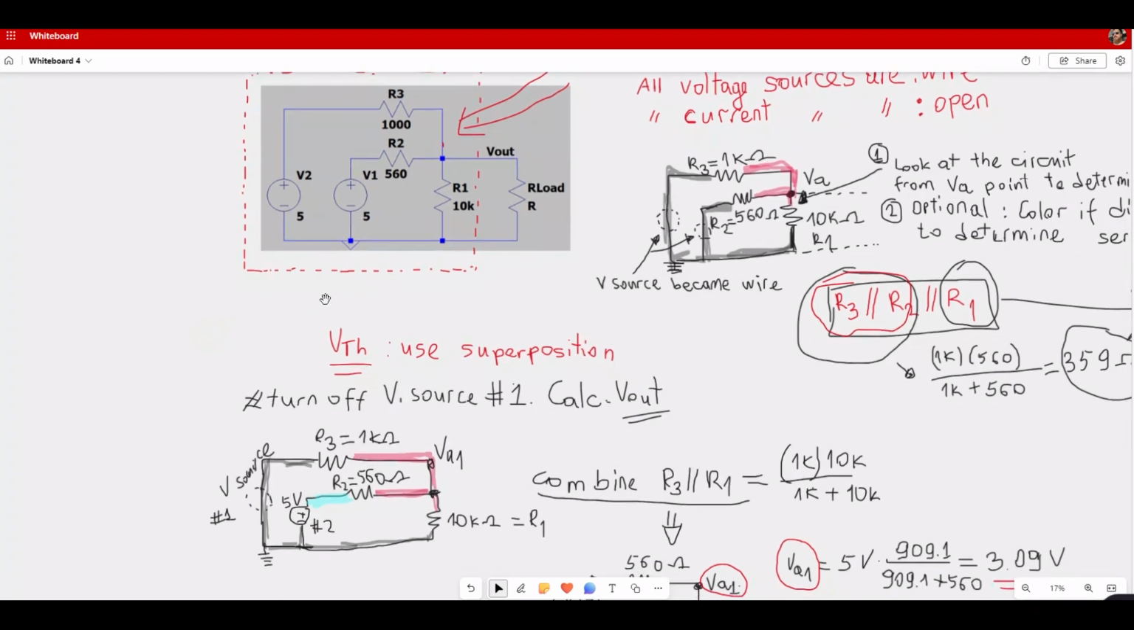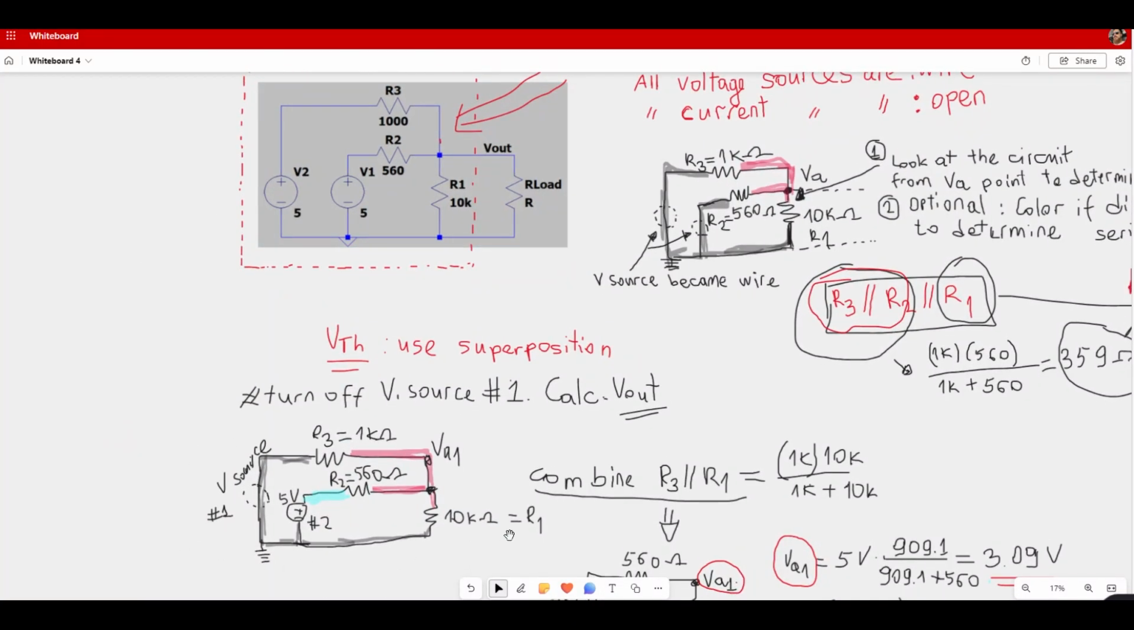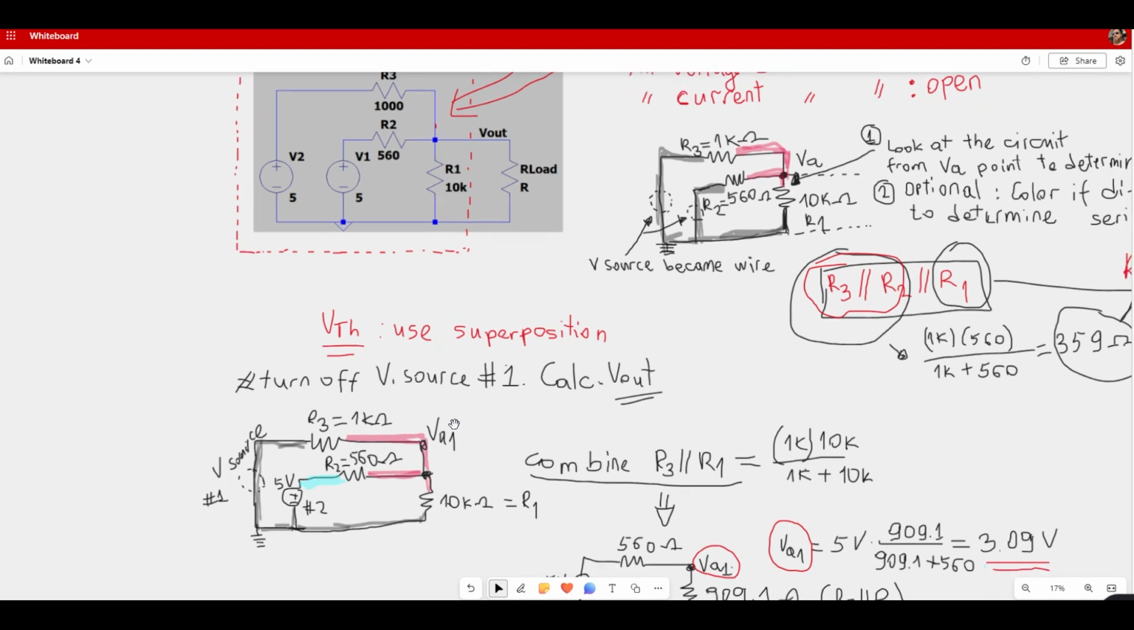In our first case, we are turning off V2. When we turn off V2, we have a circuit looking like this. Now we need to calculate VA. I named it VA1. To calculate VA1 with a voltage divider, let's determine how the resistor values are aligned. Are they in series or in parallel?